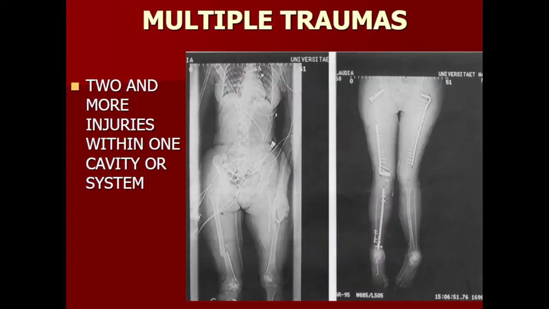Now the definitions. Multiple trauma: it's two or more injuries within one cavity or one system. For example, a woman after an automobile accident. At one moment she has a fracture of both thighs, a fracture of the leg, a fracture of a bone of the foot. It's many damages in one system. What system? The locomotor system.